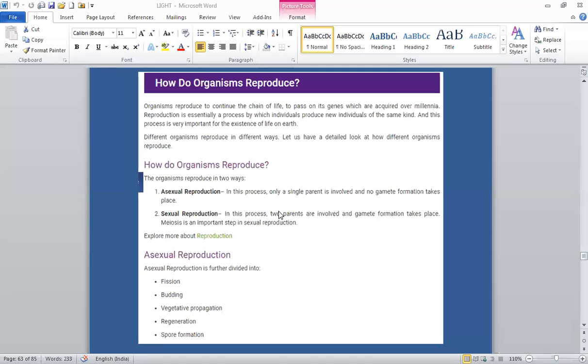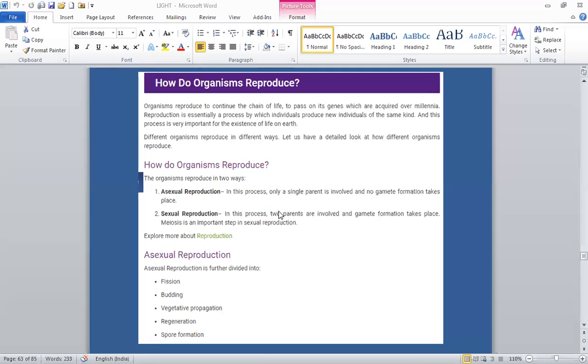What are the main characteristics of this asexual reproduction? First of all, it is uniparental. Uniparental means it requires only a single parent. Then absence of fertilization, no fusion of gametes takes place. Then mitosis, all the divisions are mitotic. Meiosis is absent. Then similarity, all individuals derived from a single parent are genetically similar to one another as well as to the parent.